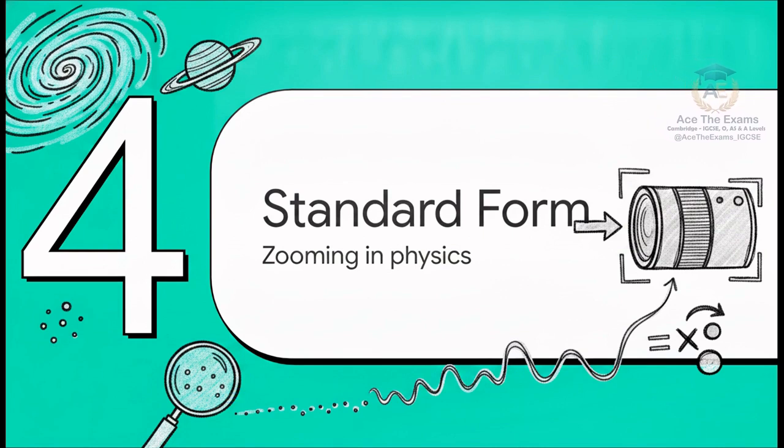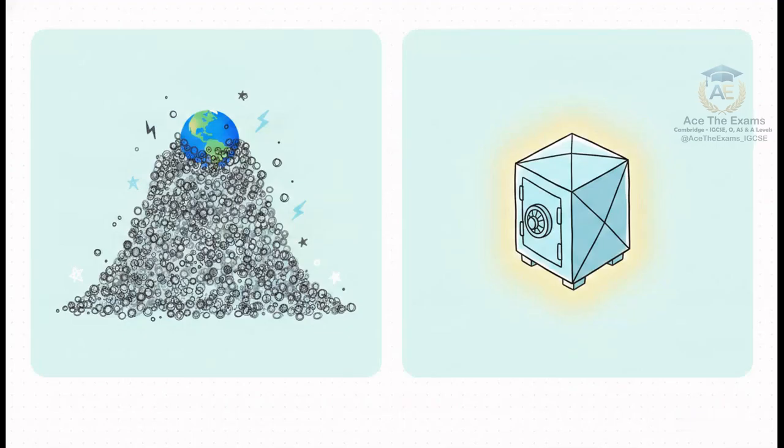Standard form is our zoom lens. Just look at this comparison. On the left, we have the mass of the Earth written out in full, 5,972, followed by 21 zeros in kilograms. Imagine having to write that out 3 times in a single exam calculation. The chance of missing a zero and ruining your whole calculation is huge.